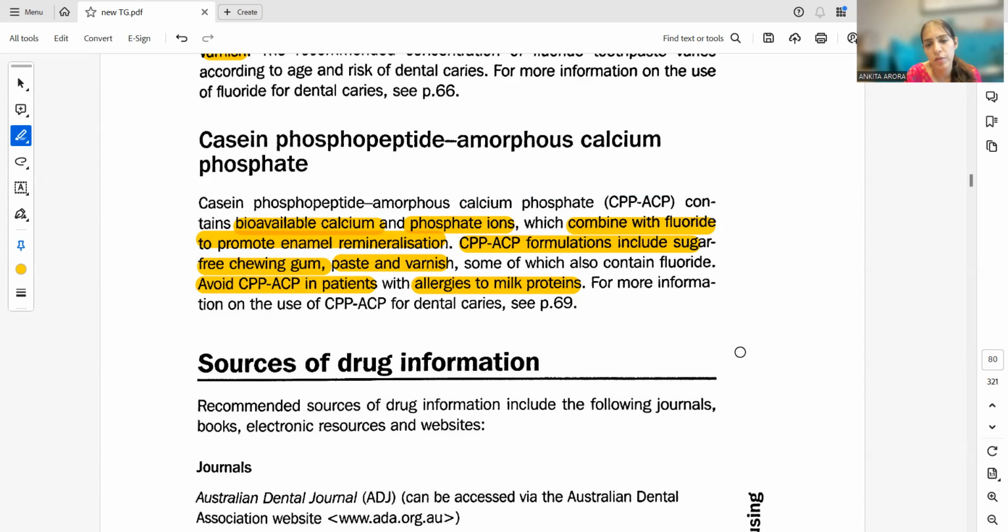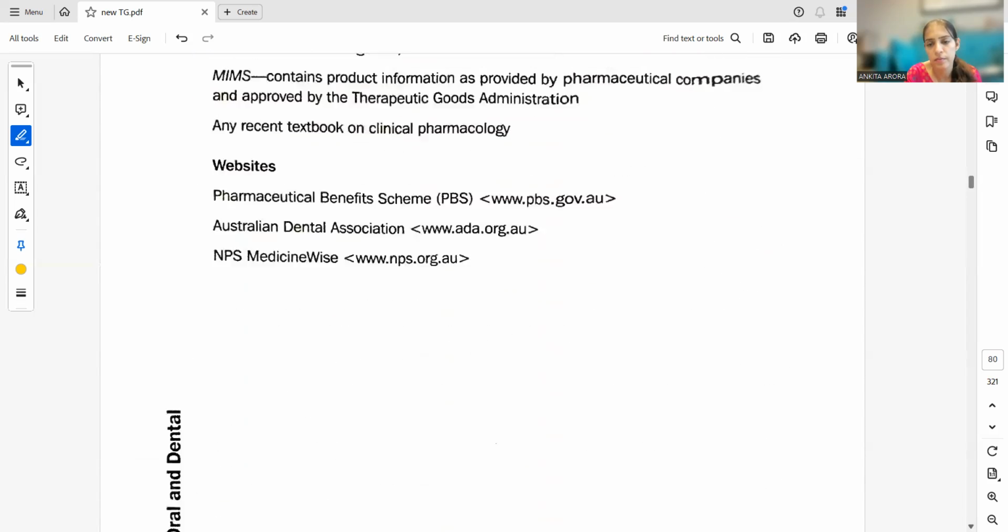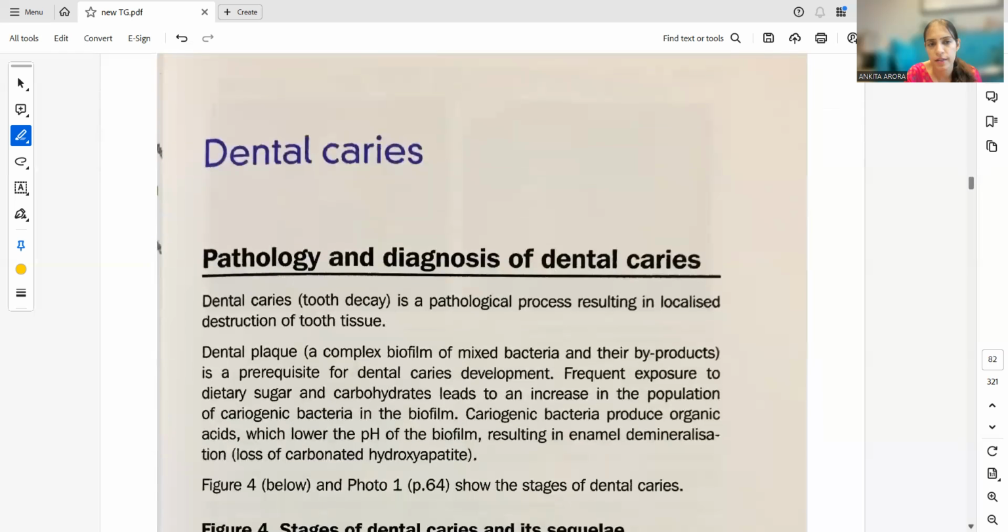Moreover, we will read about CPP-ACP and fluoride in the next chapter onwards, which is dental caries, which we will do in the next session. All right, I'll end this session and resume with the next.